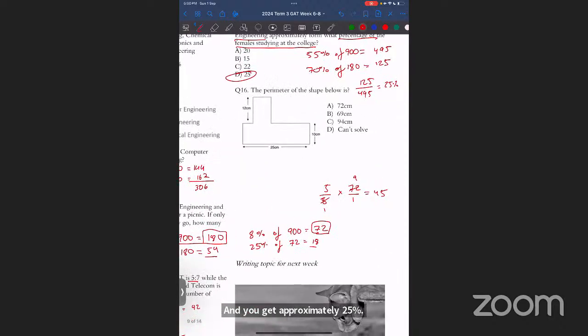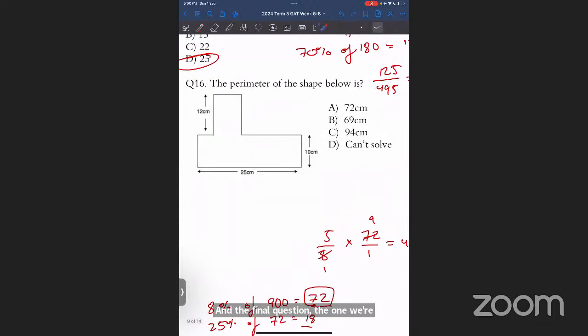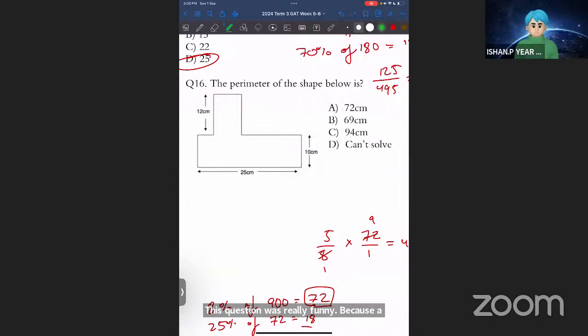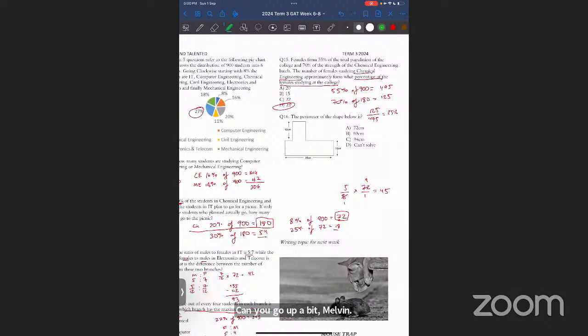And the final question, the one we were all waiting for, this question was really funny because a lot of people get confused about this. No, can you go up a bit, Melvin? Of course. Thank you. You're welcome.